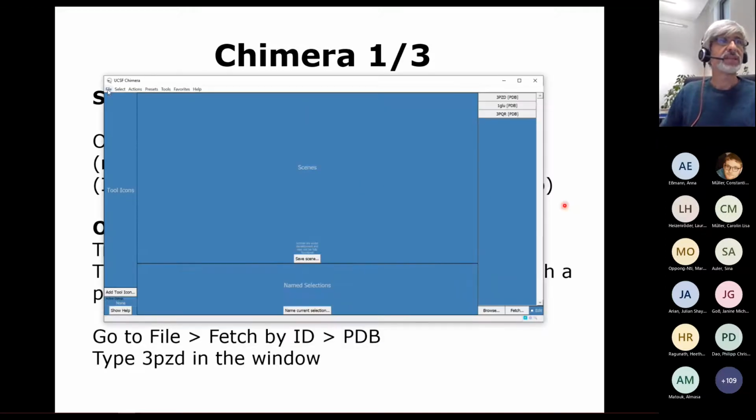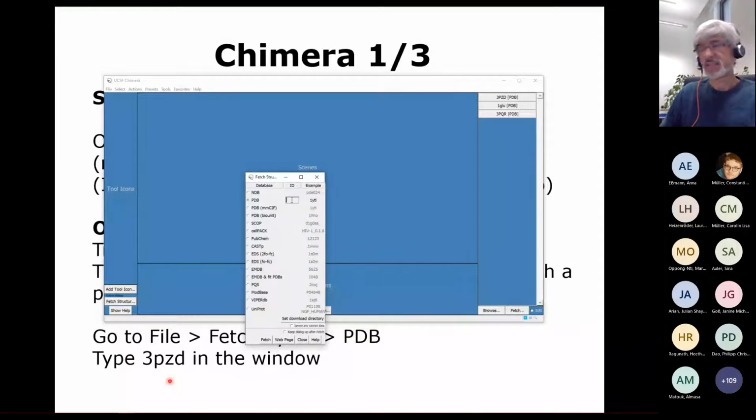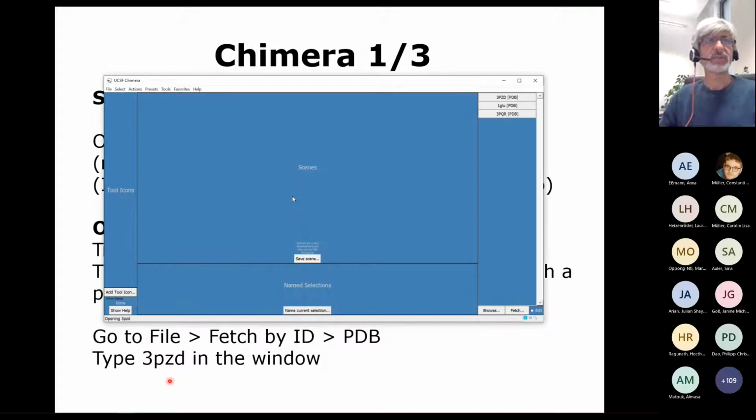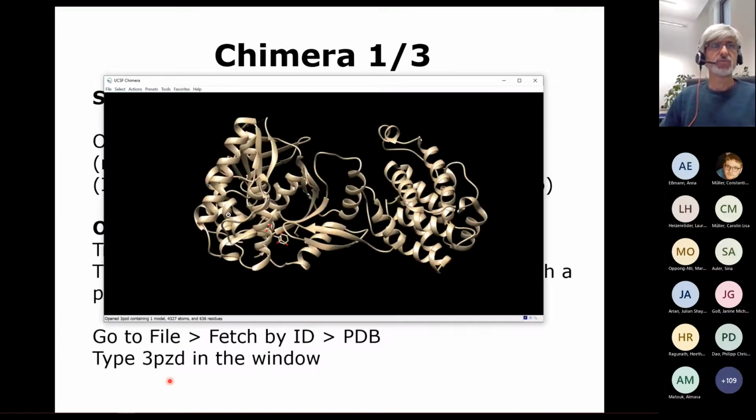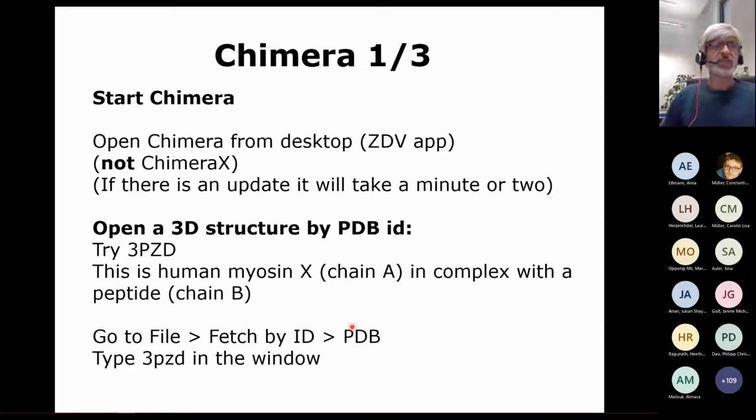So you have here in Chimera, File, Fetch by ID. Then you just have a window like this, and you type there. And so you should have already the structure available. And so this is human myosin 10.